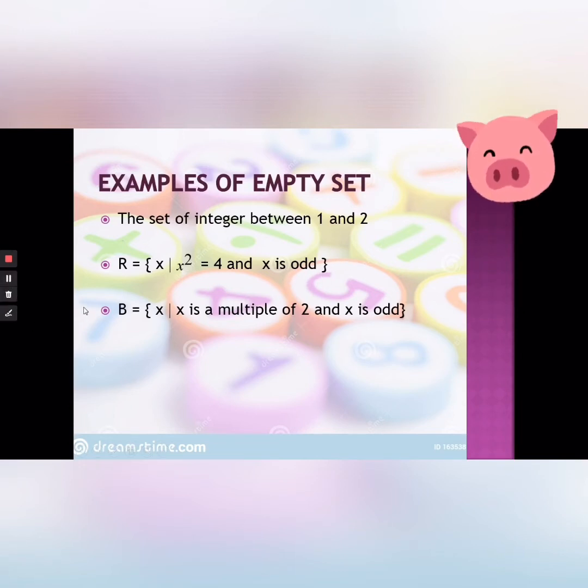The letter B, the set B: x such that x is a multiple of 2 and x is an odd number. When you say multiple of 2, it's like 2, 4, 6, 8, 10, 12, and so on, to infinity. However, 2, 4, 6 are not odd numbers, rather they are even numbers. So this is also an example of an empty set.